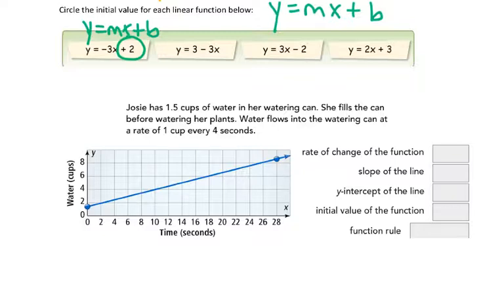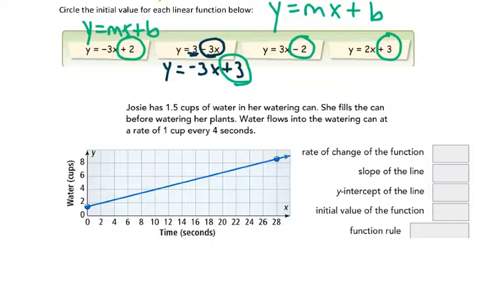But in the second one, we do not have y equals mx plus b, so we need to rearrange this so that the x comes first. So this is negative 3x, and this is a positive 3. So it's y equals negative 3x plus 3. So if I'm supposed to circle the initial value, it is 3. In the next one, it is y equals mx plus b, so my initial value is negative 2. In the last one, it's y equals mx plus b, so my initial value is 3.